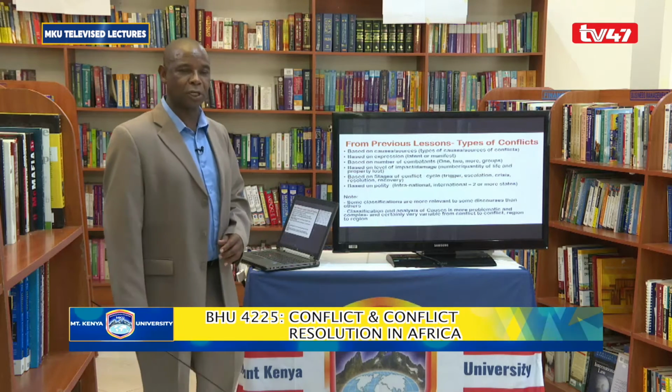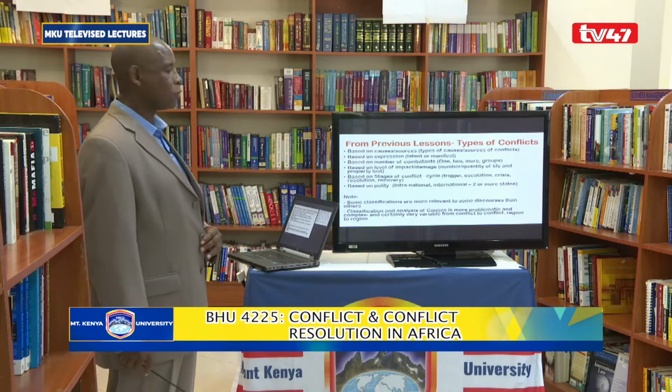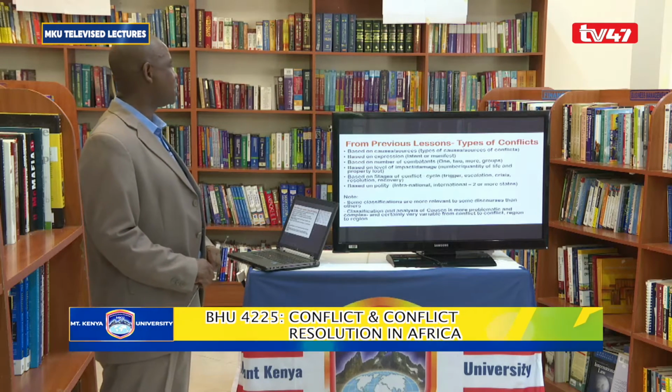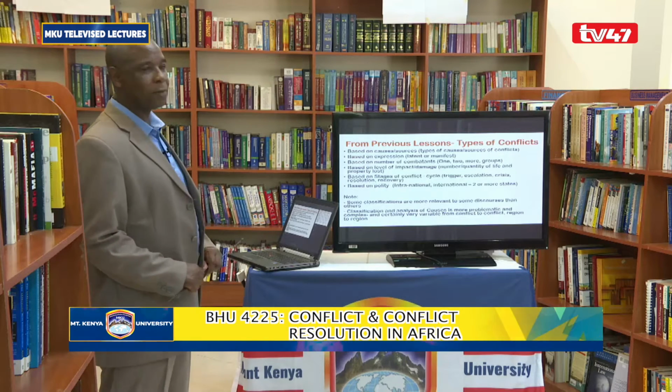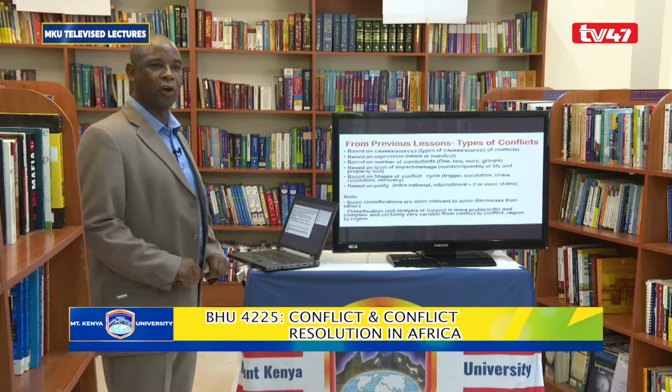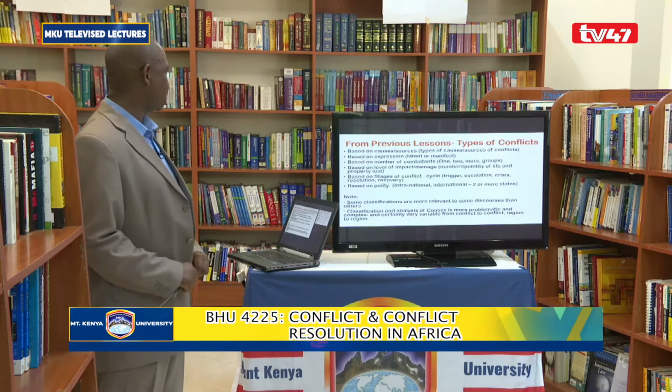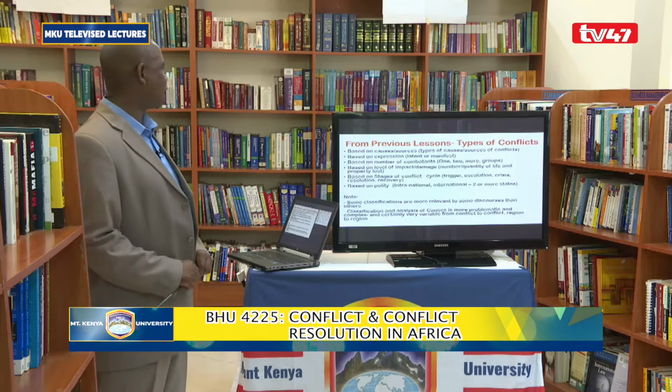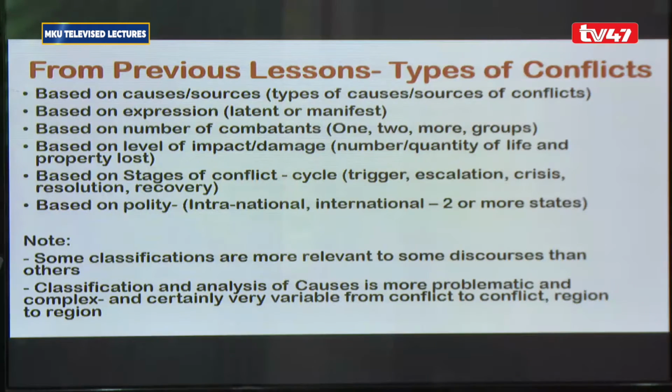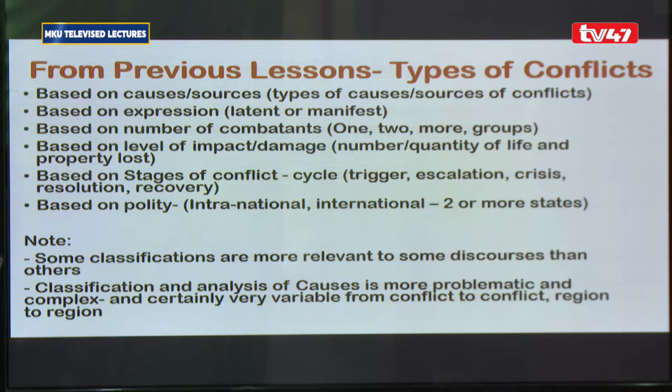From the previous lessons that we have had on types of conflicts, we saw that conflicts can be classified in different ways. Conflicts can be classified on the basis of the causes and sources for those conflicts. Conflicts can also be classified on the basis of how these conflicts are expressed, whether they are manifest conflicts or the conflicts are simply at latent level. We can also classify conflicts on the number of combatants, where we have only one person involved in the conflict or two or more groups involved in the conflict.